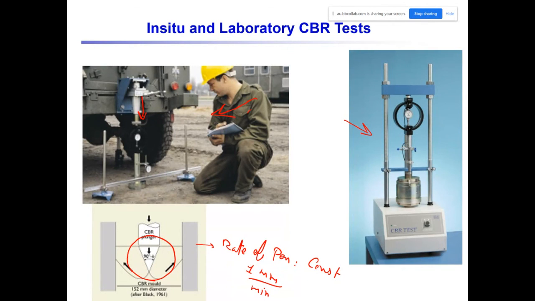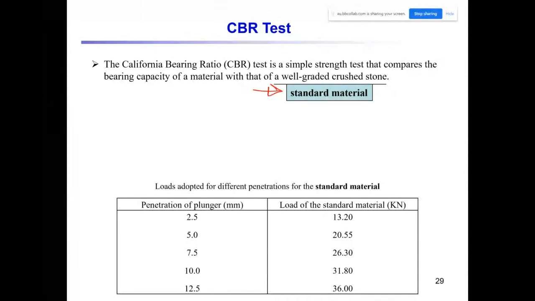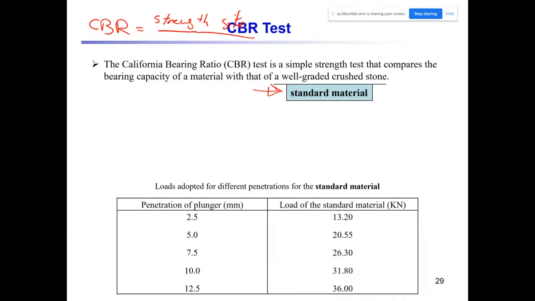So with a constant penetration rate, you start applying the load and you record the load values that you're applying. Based on that, you can determine the CBR. I will explain in a minute how to determine the CBR value. As I mentioned, CBR is the ratio of the strengths of the site soil to the strengths of this standard material, multiplied by 100. So it's a comparison of these two values. And for standard values, this is the penetration of the plunger and the corresponding load to these penetration levels.